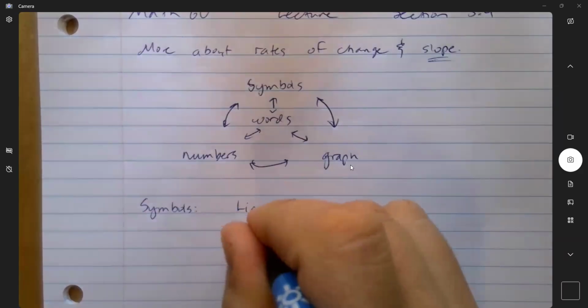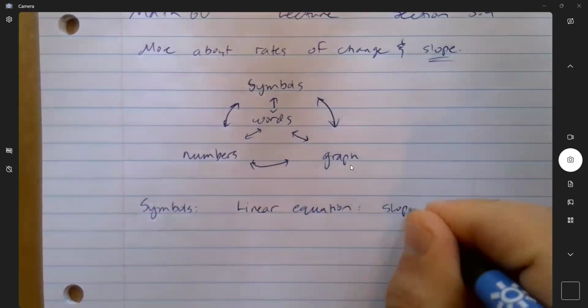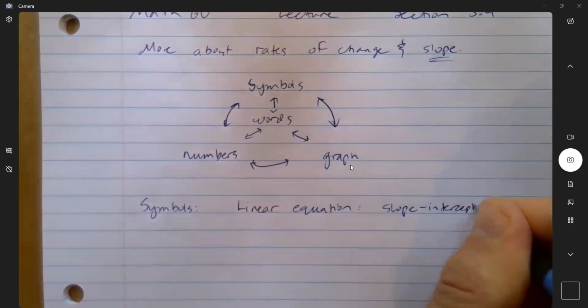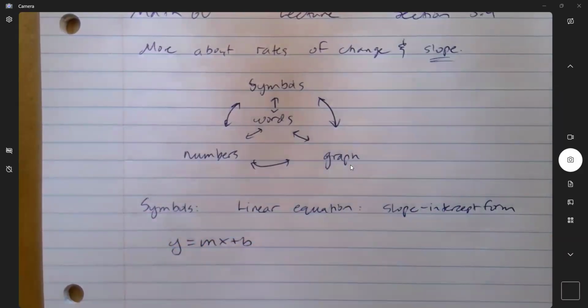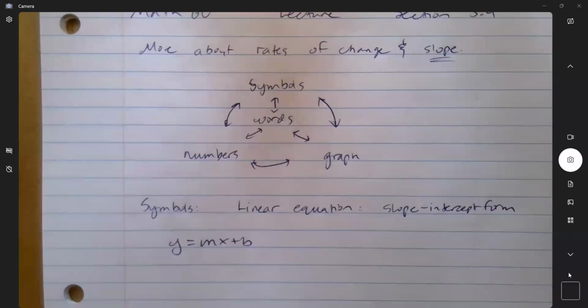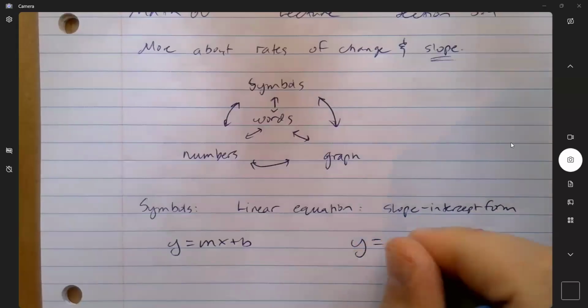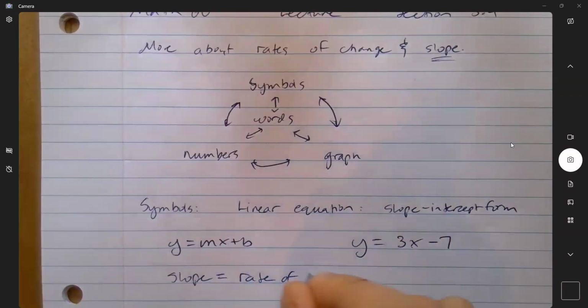If I have a linear equation, which is usually written in slope-intercept form, like y equals mx plus b is our general equation, but let's use an example. Let's say y equals 3x minus 7. And then the slope, which is the rate of change, is 3. It's the number that multiplies by the x.